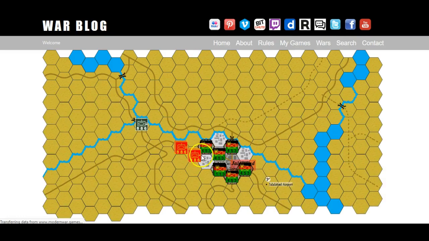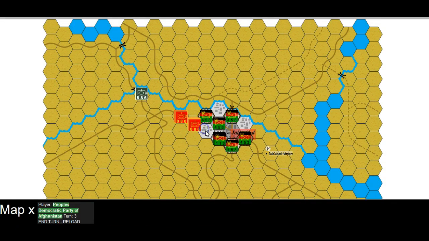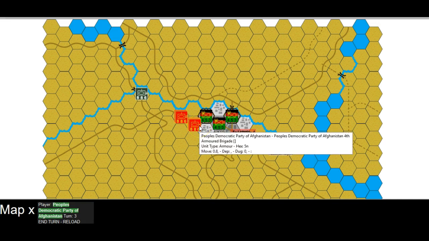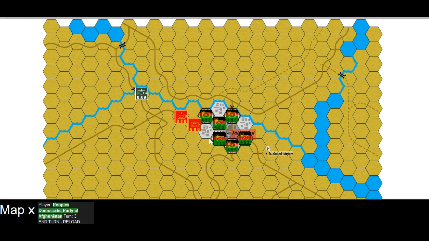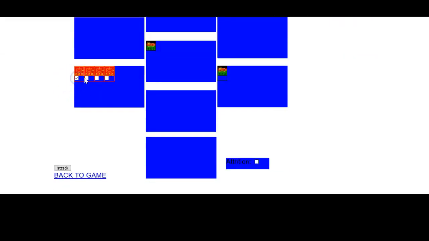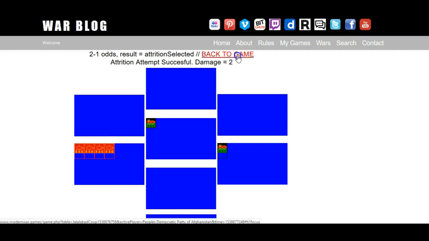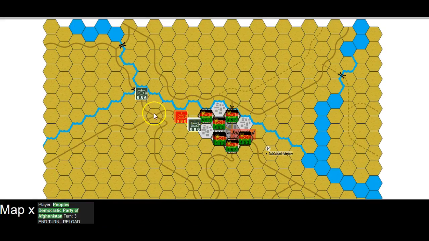4-1 and a DR. I don't want to attack him yet. It's going to be much tougher. But what I can do is an attrition. Two to 1 with 2.